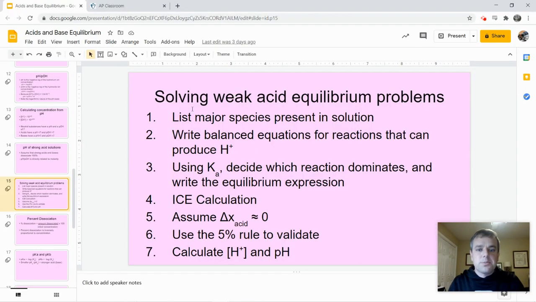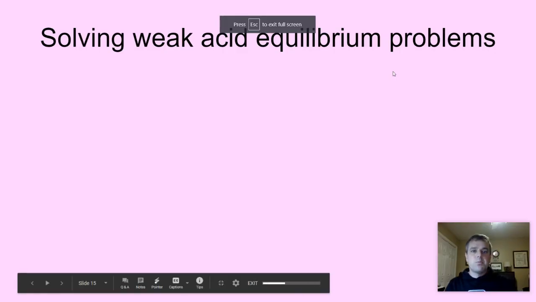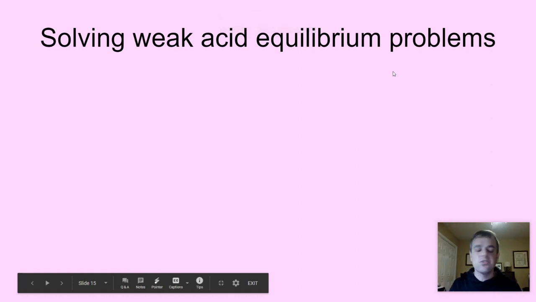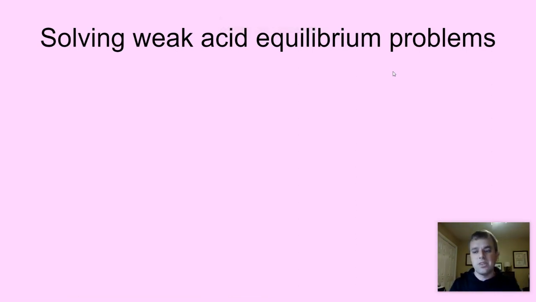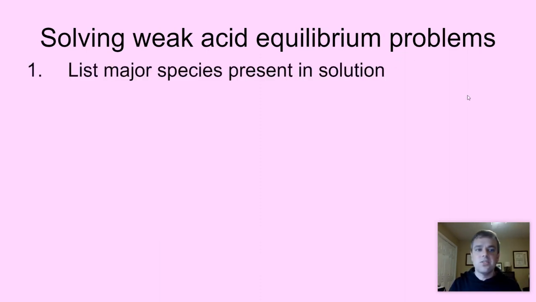So now we're going to take a look at what we're going to do with weak equilibrium problems. And we're focusing on acids for today. We'll throw in some bases soon enough. They work the same way, except that they're opposites of acids. So keep in mind, strong acids ionize 100%. Weak acids do not. Their equilibrium constant is less than 1. That is what makes them, by definition, weak acids.